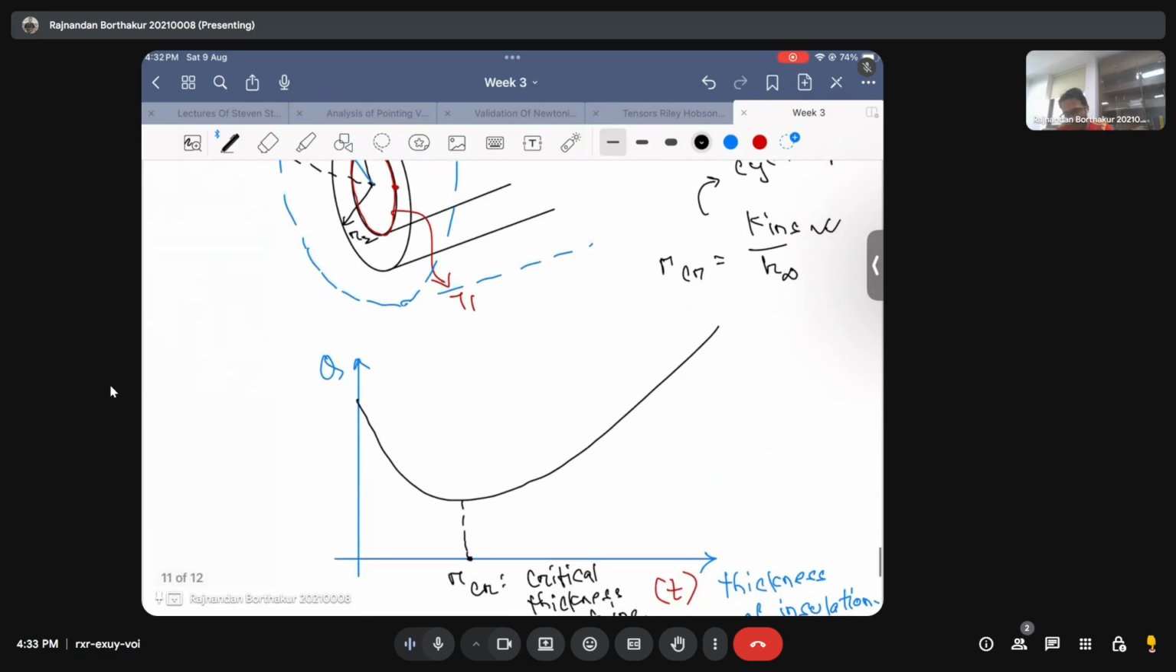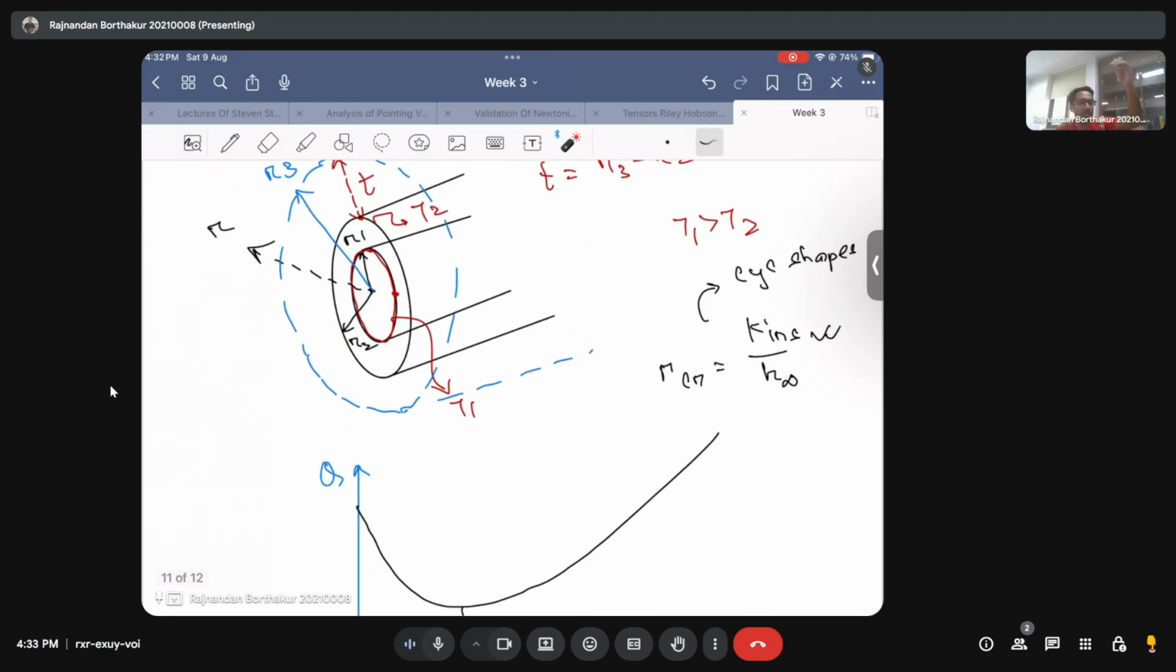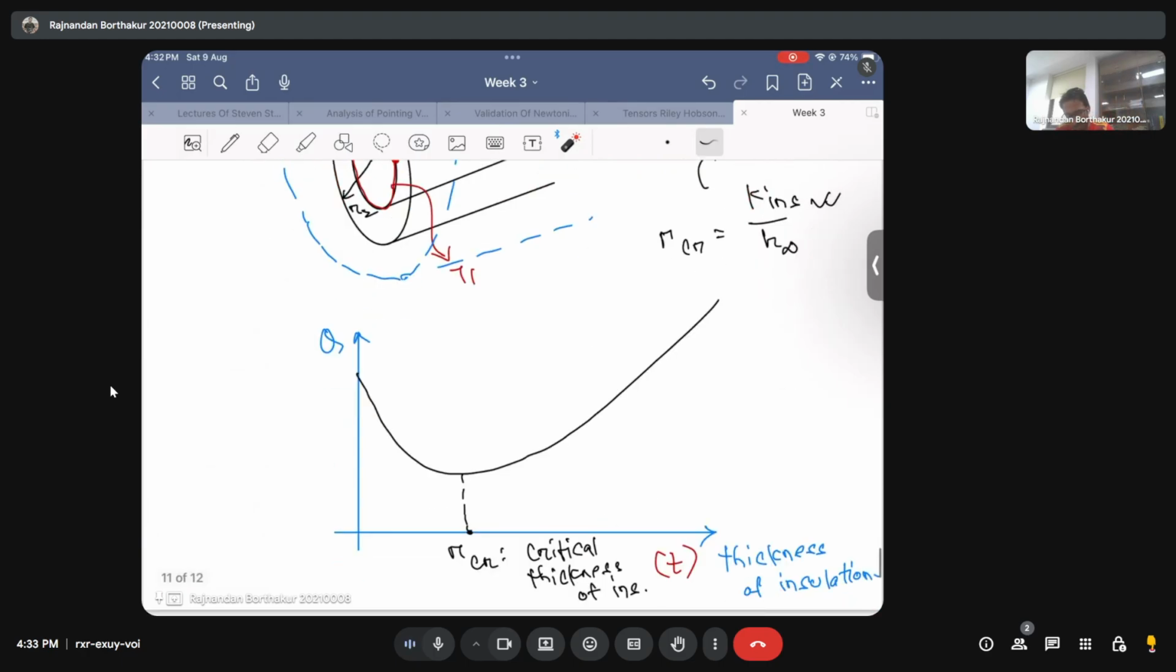But the important thing is what happens if you keep on increasing the thickness greater than the critical thickness of insulation. If you increase the thickness beyond this point, your rate of heat transfer actually increases, and this will keep on increasing. And if you just draw a horizontal line from this point, then this thickness, let's say I call it T1, this value of T1 is known as the crossover radius.